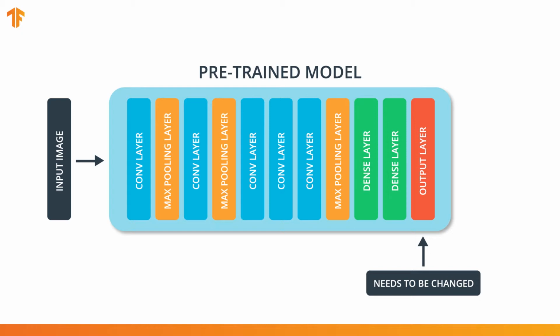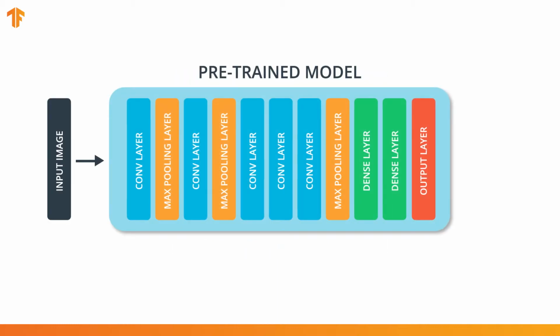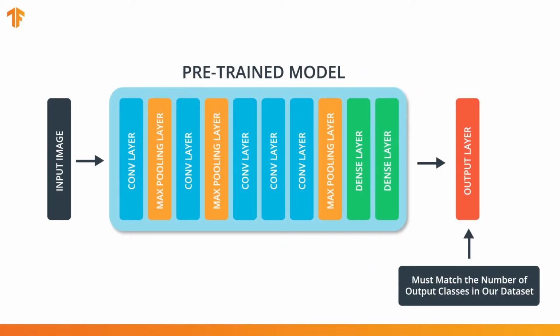This is because each data set has a different number of output classes. For example, the ImageNet dataset has 1,000 different output classes, while the Fashion-MNIST dataset has 10 classes, and our cats and dogs dataset has only 2 classes. Therefore, we need to change the last layer of an existing model so that it has the same number of classes that we have in our dataset.